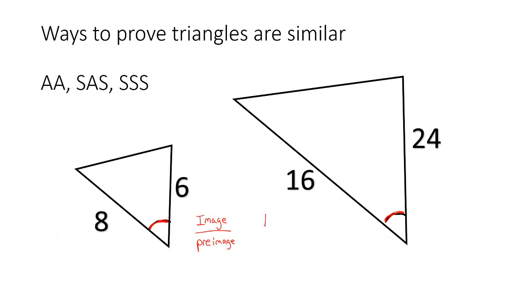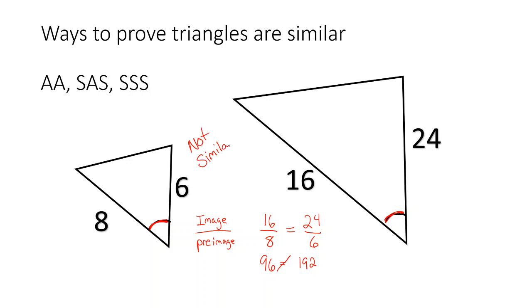So if we take 16 over 8 and set it equal to 24 over 6, are they proportional? Well, let's do a little bit of cross multiplication. 16 times 6 is 96. And 8 times 24 is 192. Are these proportional? No. This looks like side angle side, but it's not similar.